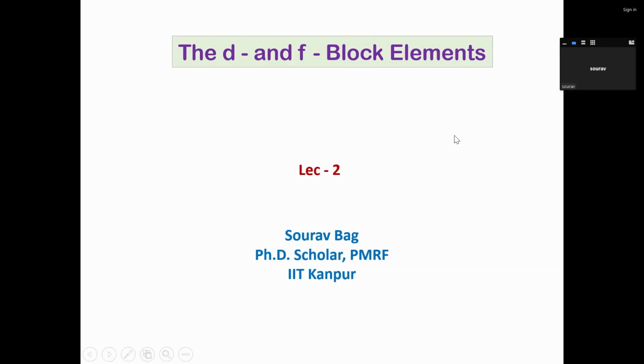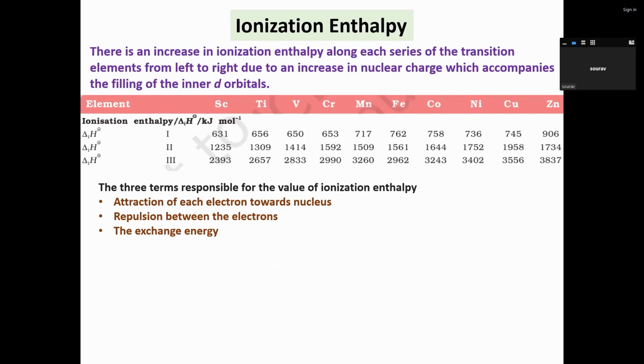Today is the second class of d and f block elements. In this class, I will discuss ionization enthalpy, then oxidation state and electrode potential. First of all, we have to know what ionization potential is.